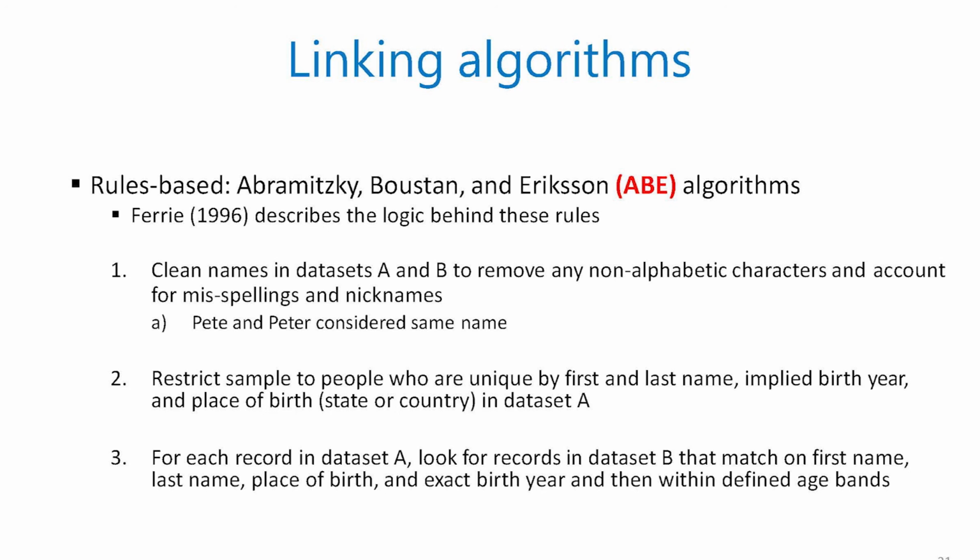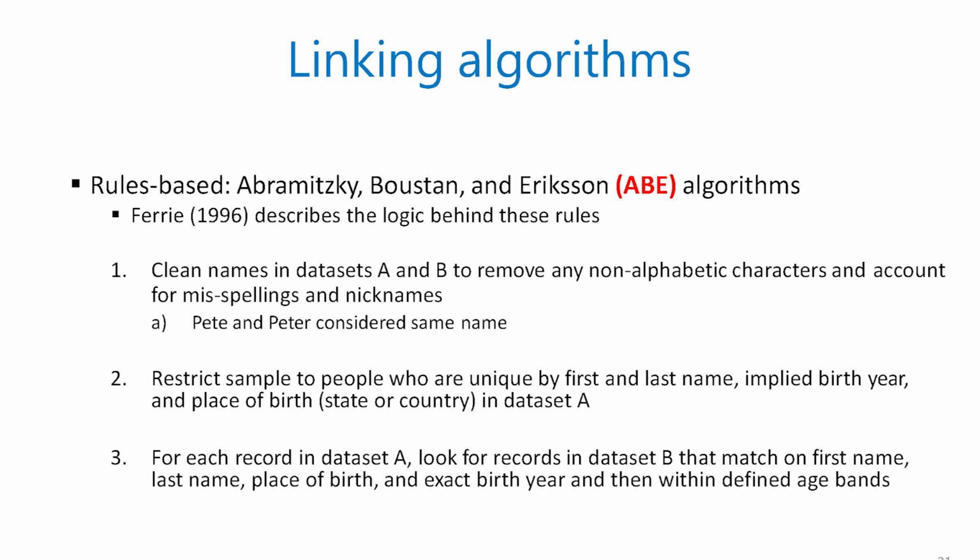And so if there's one match, whenever we're doing this, then they're included in the final data set. However, if there are multiple matches, then they're discarded from the sample, or if there are no matches, then they're not in the sample, right? So we can't necessarily find everyone in every single data set.